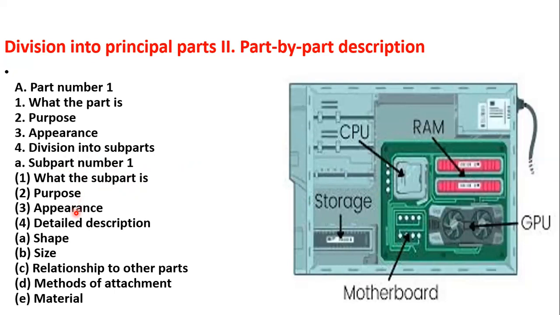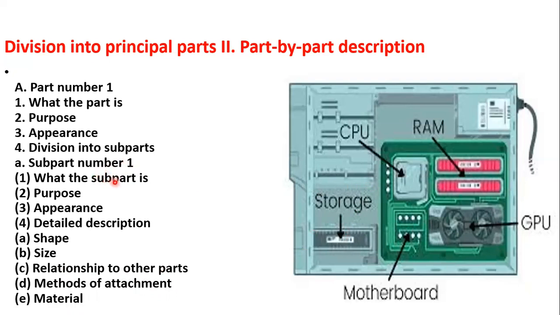detailed description: what is the shape, size, relationship of that object to the others, and the method of attachment, that is, how one part is attached with the other, and what material the thing is made of. Clear? For example, we consider that storage or hard disk is part one.